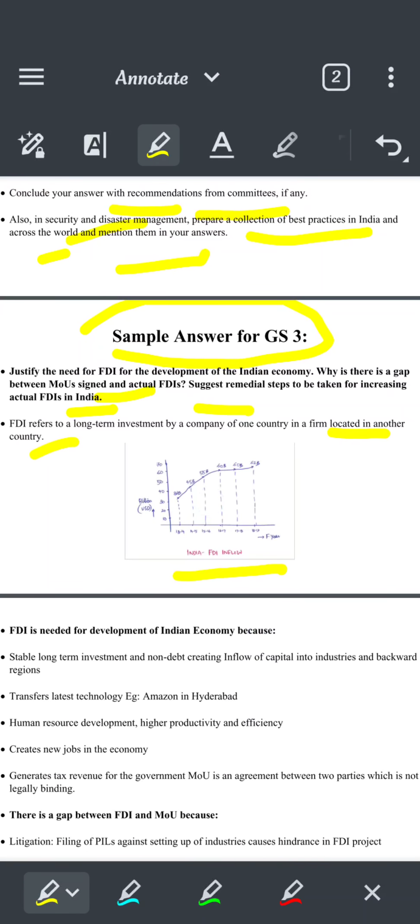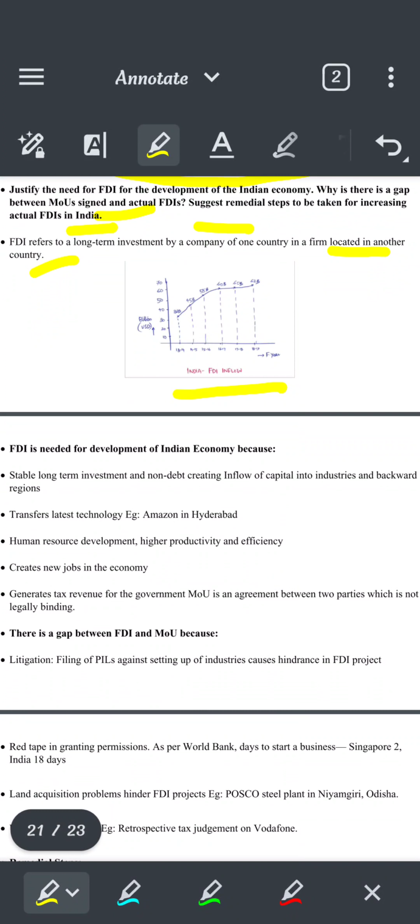So next is why FDI is needed. You can use various subheadings. Okay, FDI is needed for development of the Indian economy because of stable long-term investment and non-debt creating inflow of capital into industries and backward regions. Transfer of latest technology, example Amazon in Hyderabad. Human resource development, higher productivity and efficiency, creates new jobs in the economy, and generates tax revenue for the government.